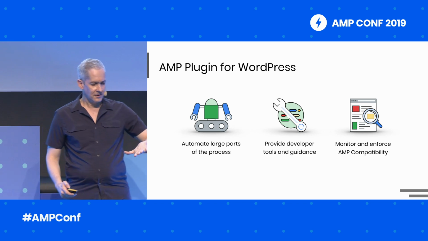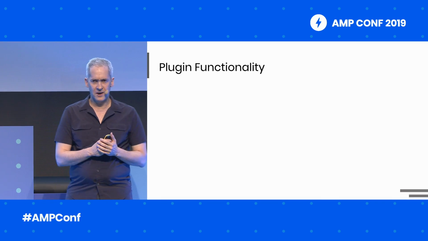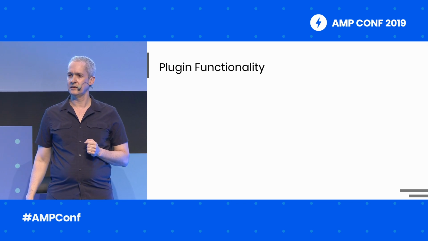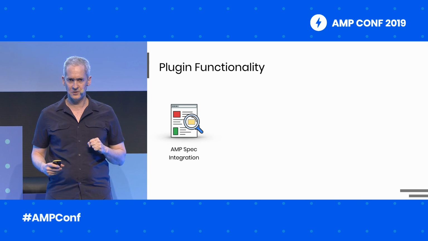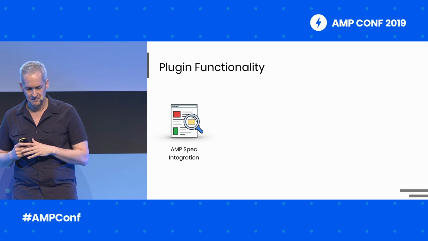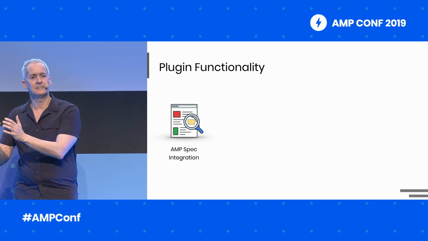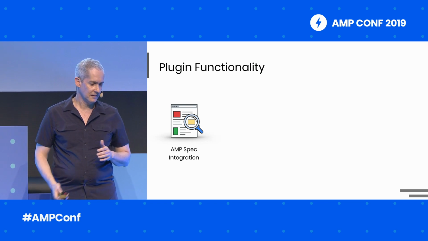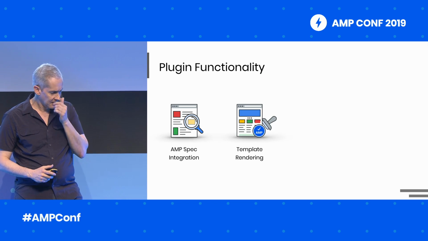Now, on the automation part of the equation, the plugin provides four main areas of functionality. The first one is integrating the AMP specification into the plugin logic so that it becomes effectively a WordPress-centric AMP validator. And that allows it to identify errors and contextualize them.